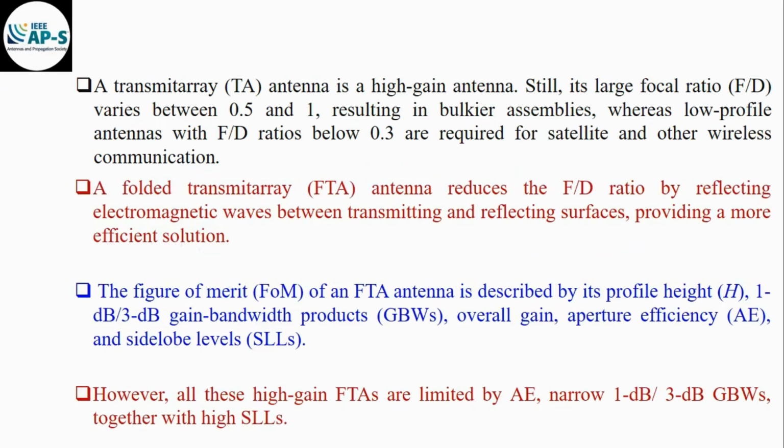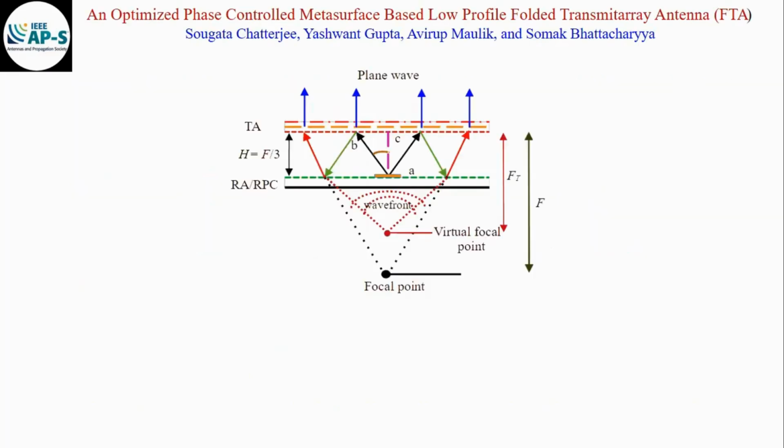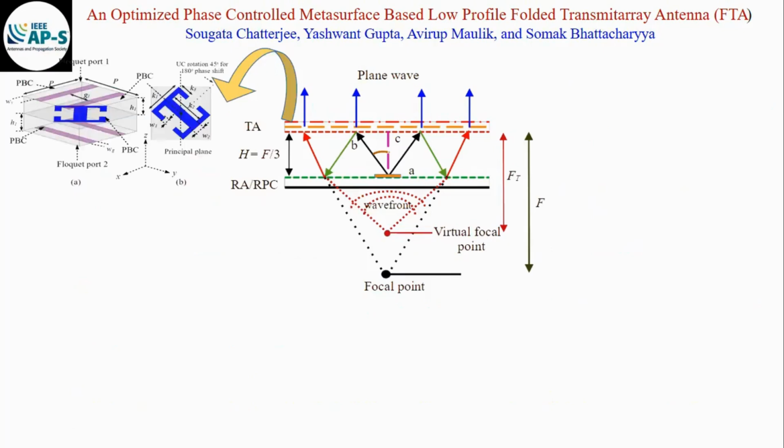Folded transmit antenna is a suitable solution, where the figures of merit may be defined as profile height, 1 dB and 3 dB beamwidths, overall gain, aperture efficiency, and side lobe levels. However, all those high-gain FTAs are limited by aperture efficiency and narrow 1 dB and 3 dB beamwidths, together with high side lobe levels.